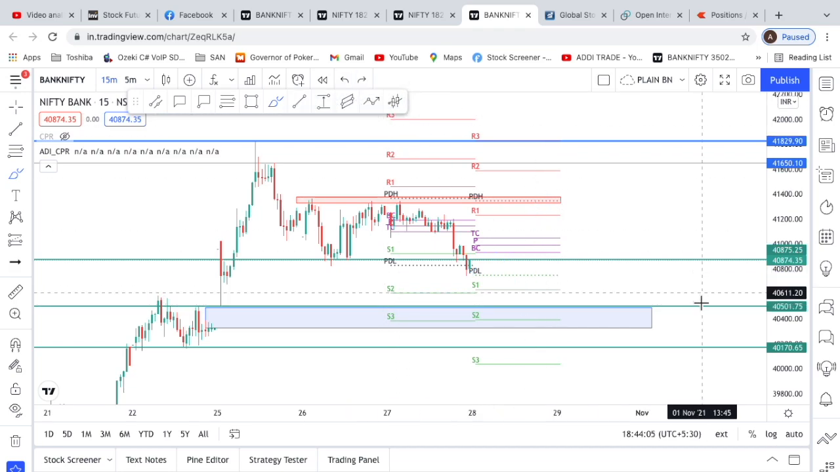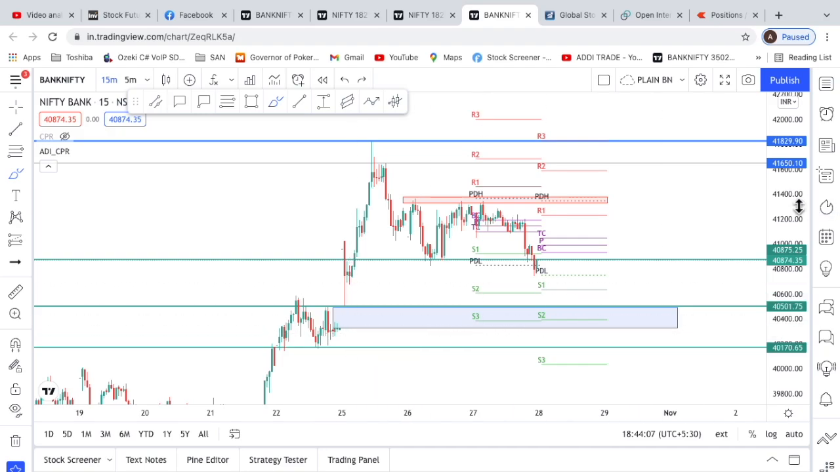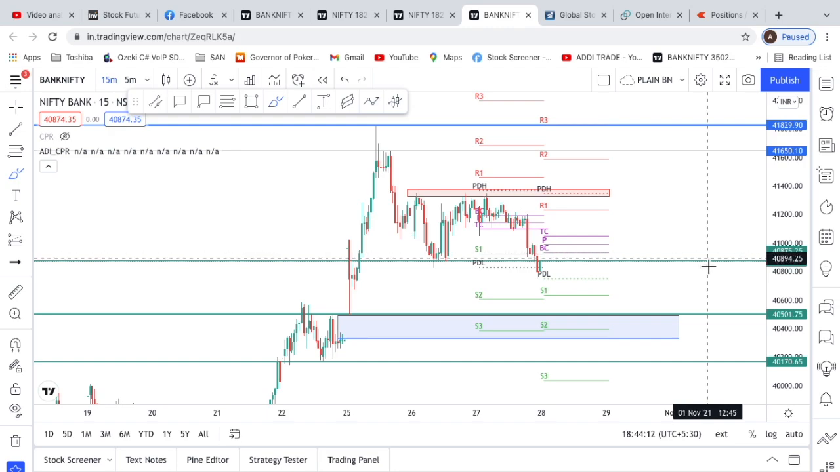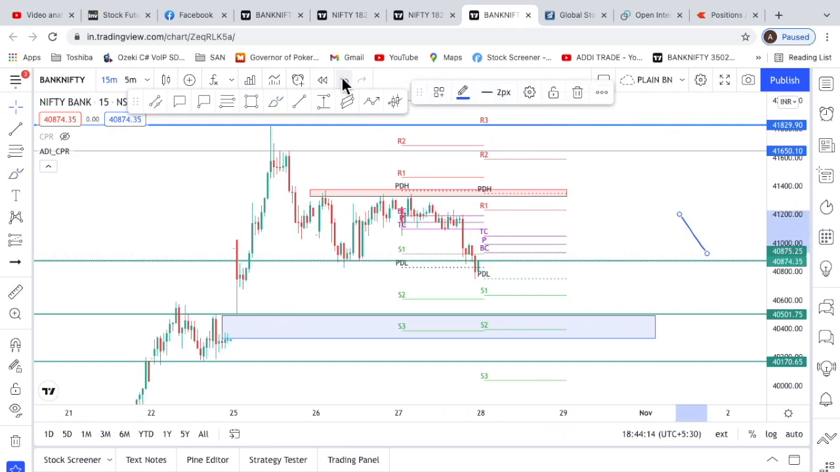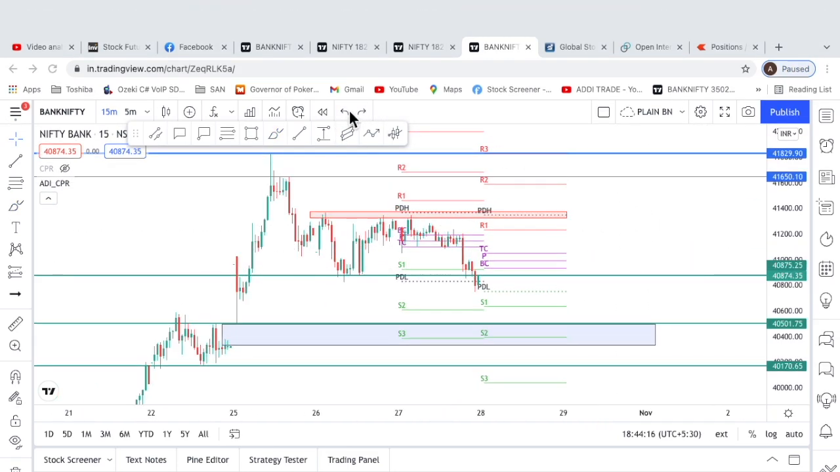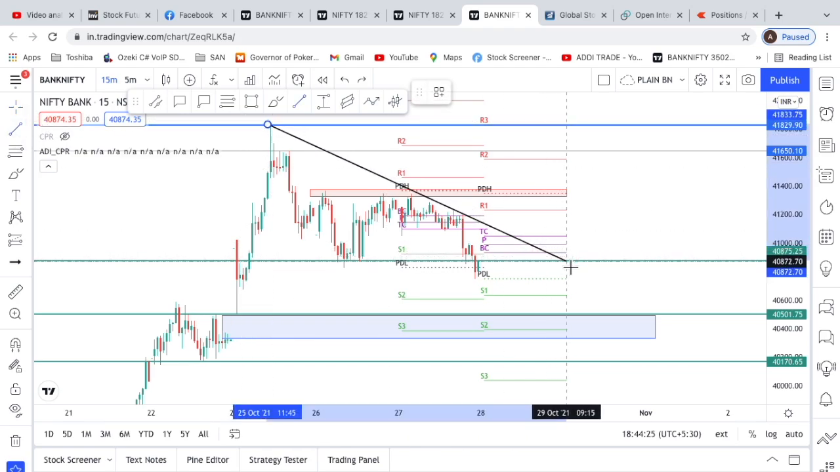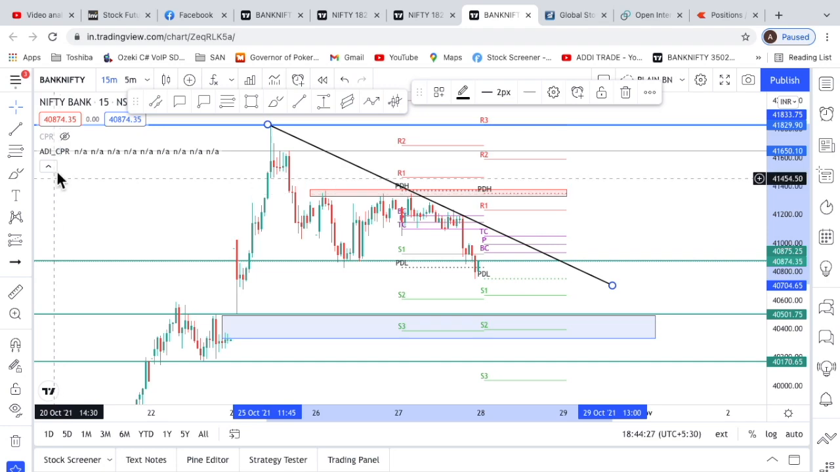Now coming to the trend line, we don't have a pretty significant trend line that we can make use of. All that we can make use of is the trend line that I'm going to draw now. That is this black trend line. I'm just going to turn off the CPR so the chart is clean.